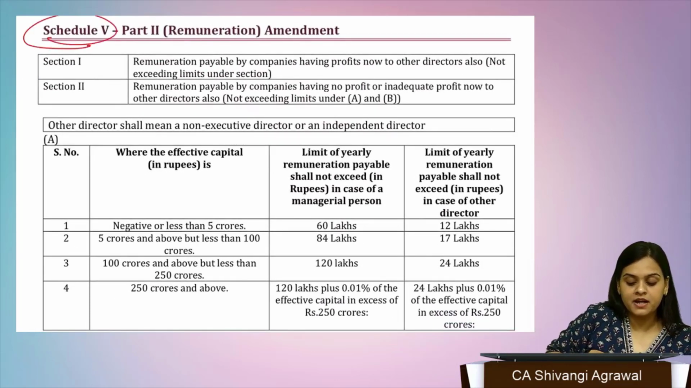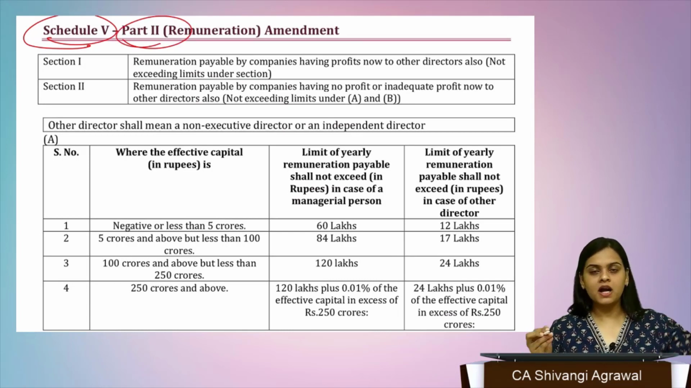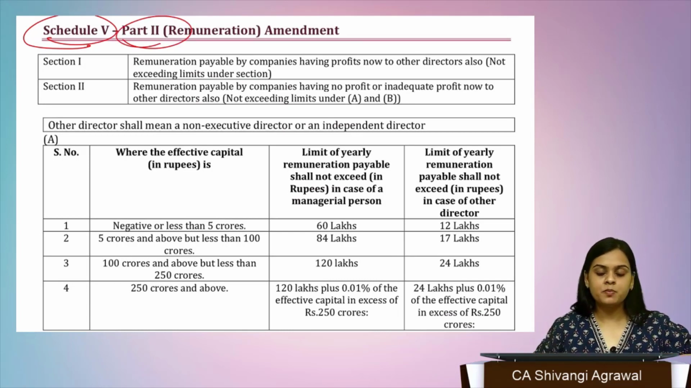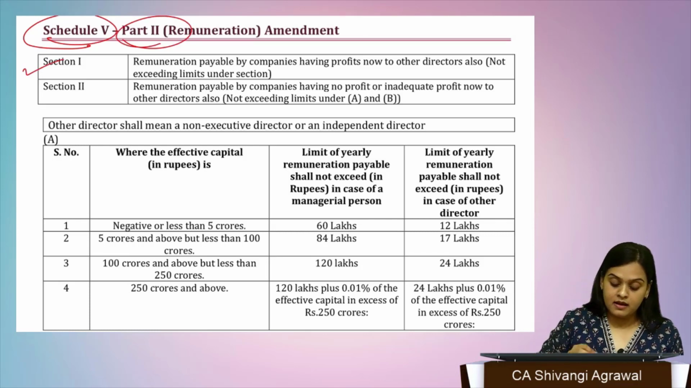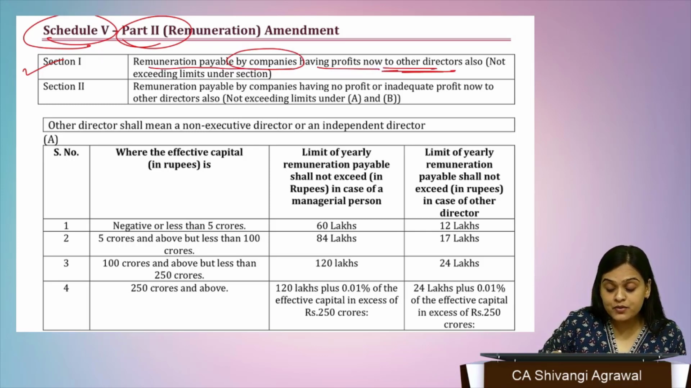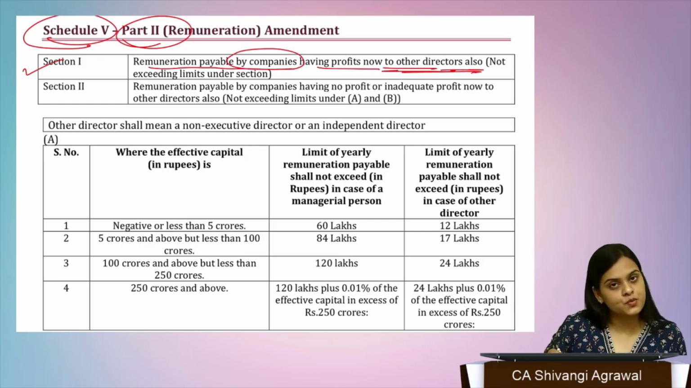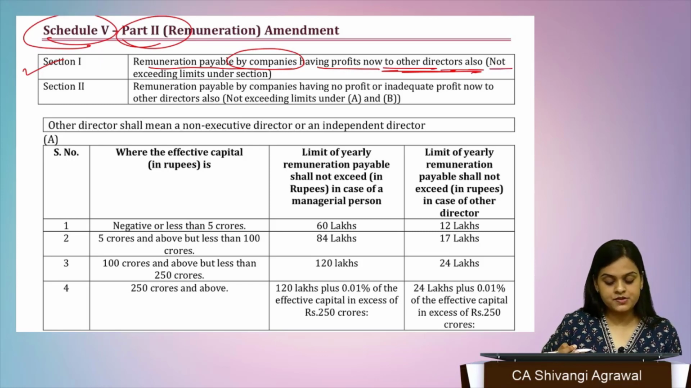Schedule 5, Part 2 talks about remuneration. Part 1 was appointment, right? So Part 2 talks about remuneration. In this, Section 1: remuneration payable by companies having profits, now to other directors also. So now this remuneration can be paid to other directors also.